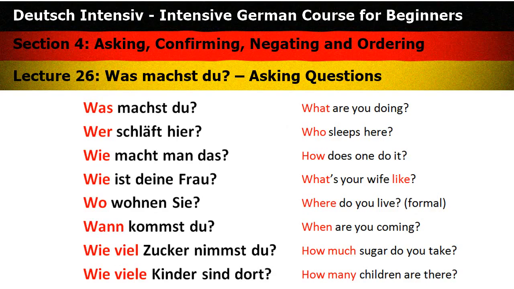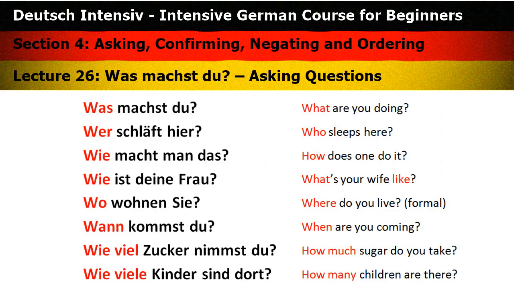As far as specific questions are concerned, we can make use of a whole bunch of question words. So what is the word order? The question word comes first, then comes the verb and the subject. So for example, was machst du? What are you doing? Or what do you do?